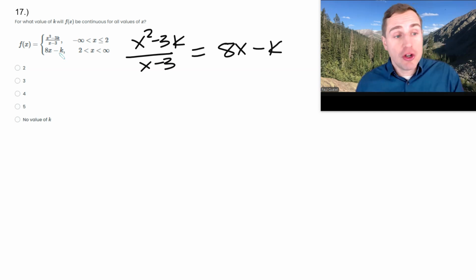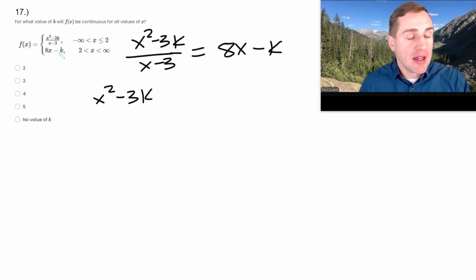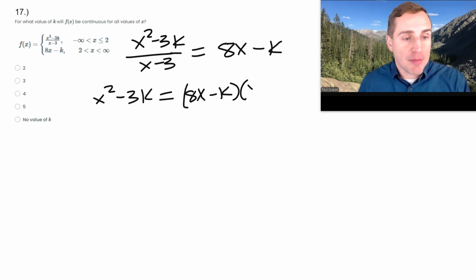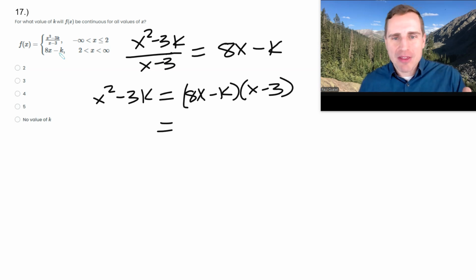Now, what we probably should do is eliminate fractions if possible. So let's multiply through by x minus 3. So we get x squared minus 3k equals (8x minus k) times (x minus 3). Now, this on the right-hand side will be a quadratic, but this is also a quadratic. So I think we need to multiply terms out, and start either comparing them or, for that matter, solving. So let's FOIL this out.